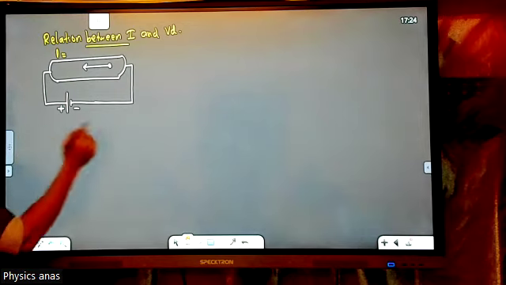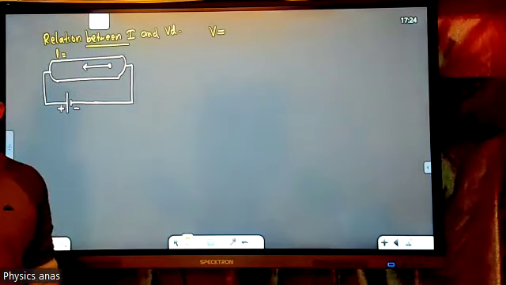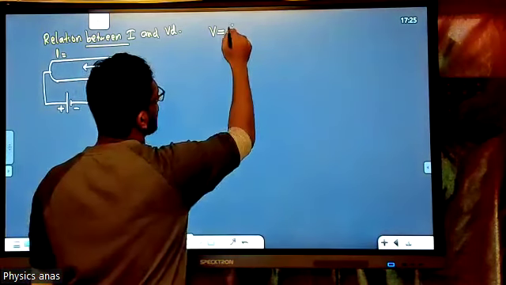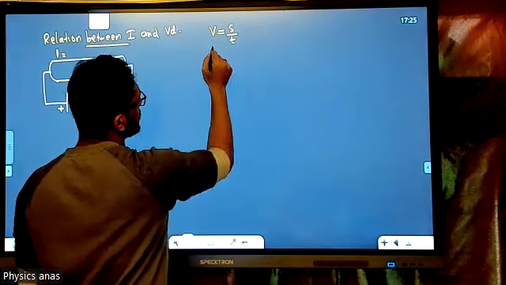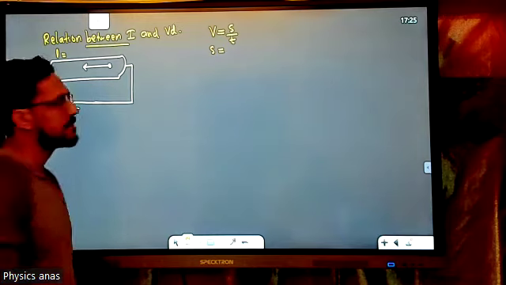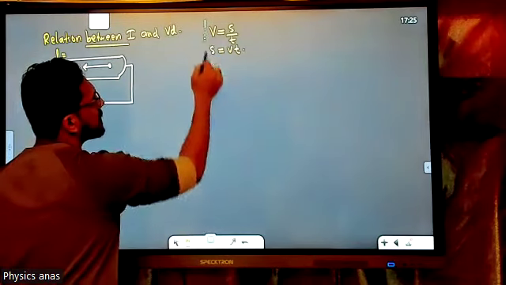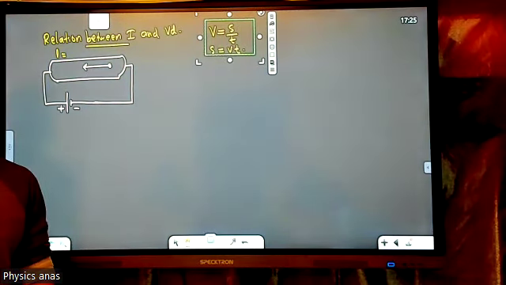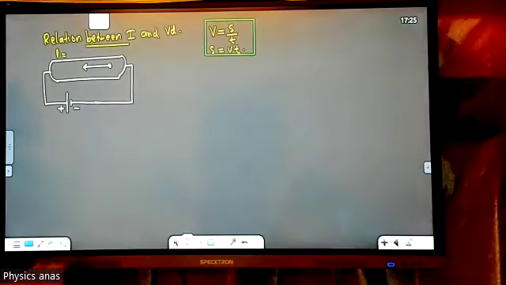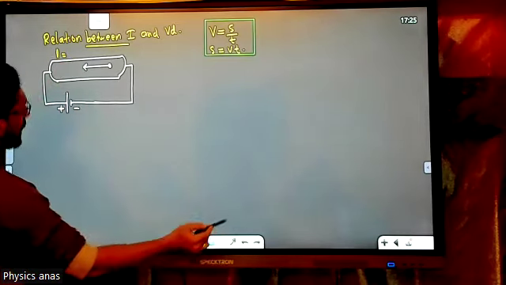How can you find length from the idea of velocity? What is velocity? Displacement by time. That's the general equation for velocity. What is displacement? That's velocity into time. That means you can represent displacement as velocity into time. Is that okay? So you can represent this length as, what is this length? This whole length is what?